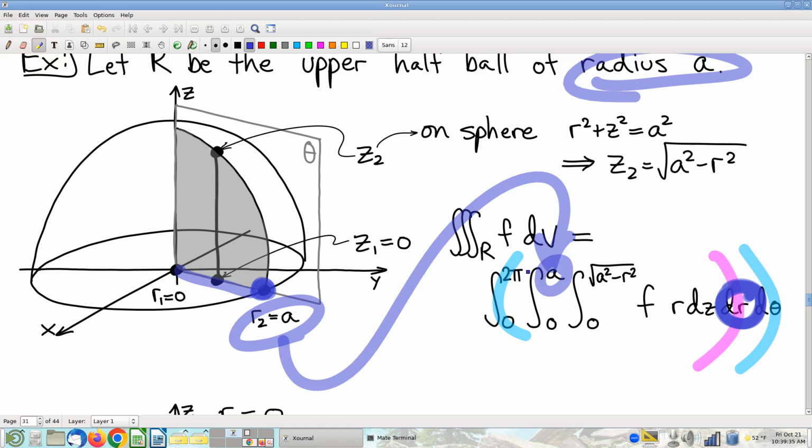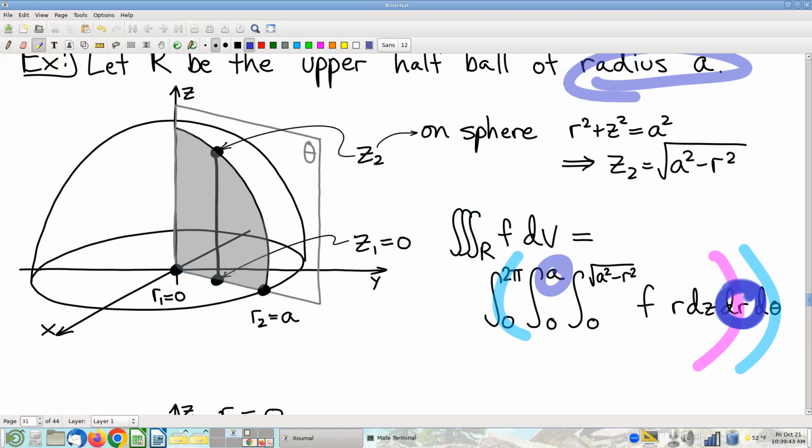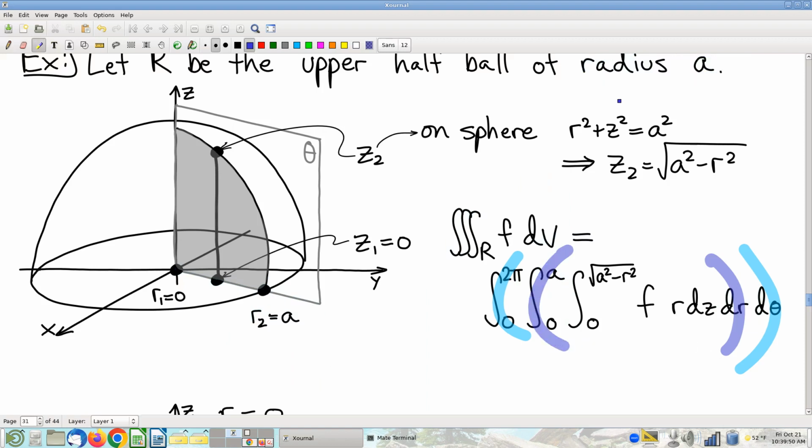How are we doing? Everybody's happy with that? Okay. So that means R goes from 0 to A. And then lastly, keeping in mind that we're focused on our R slice of our theta slice, we don't care about the rest of the solid. We just want to look at this R slice of this theta slice. We want to know the range of values of Z.